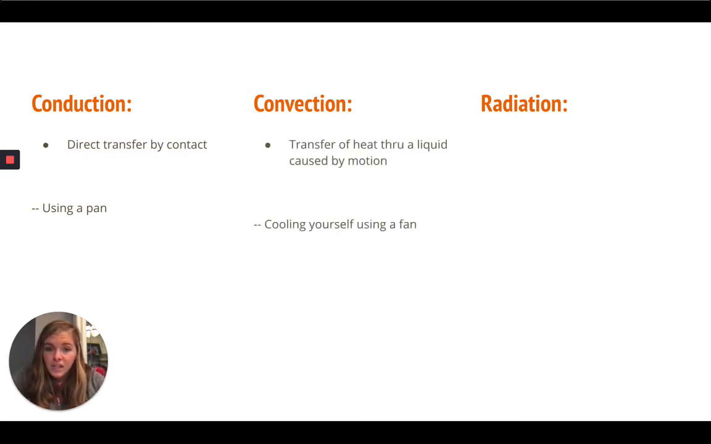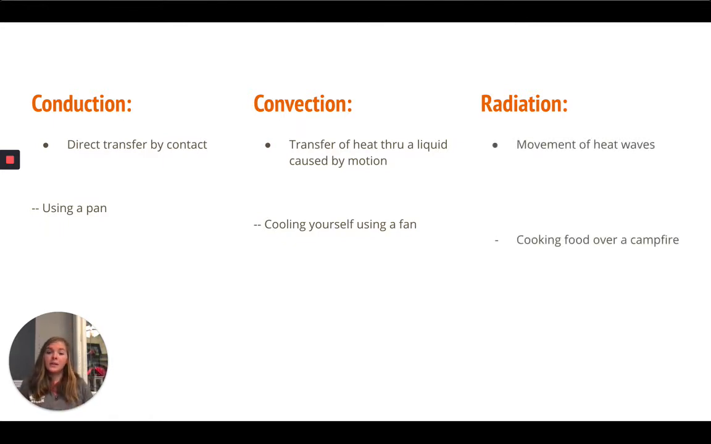Whereas convection is heat transferred through a liquid, which is caused by motion. If you have a pan of water, the water gets hot because the liquid molecules are heating up and moving, and they're heating the other ones around them. You can also use convection through air, like cooling yourself using a fan. Whereas radiation is the movement of heat waves. A fire gives off radiation through heat waves. You're feeling the heat, or you're cooking over a campfire, cooking your things through the heat radiation of the fire.